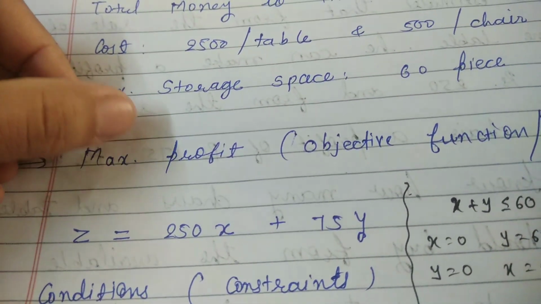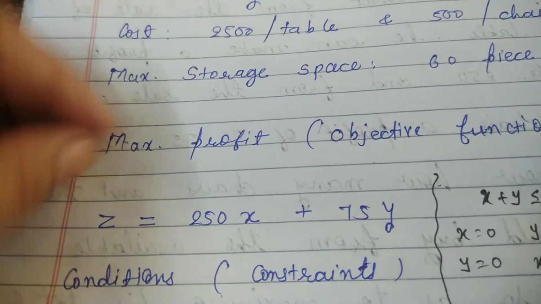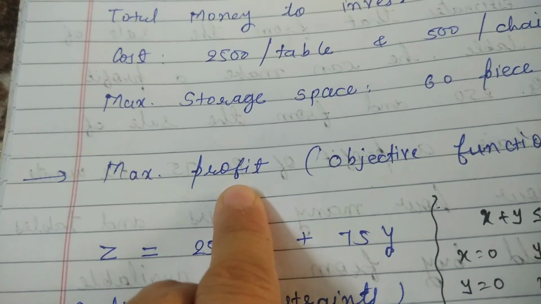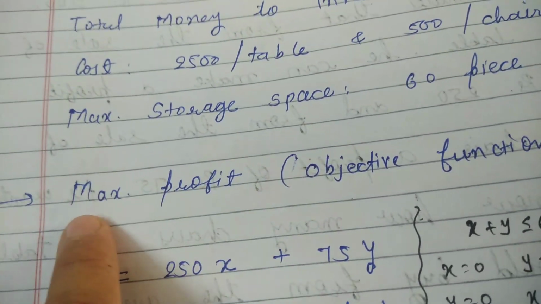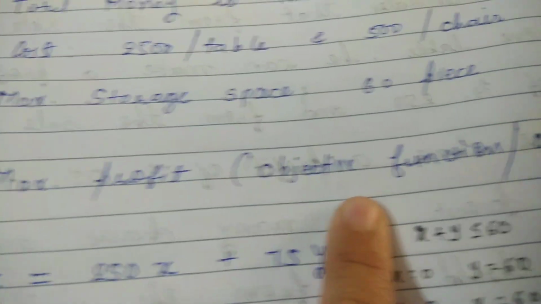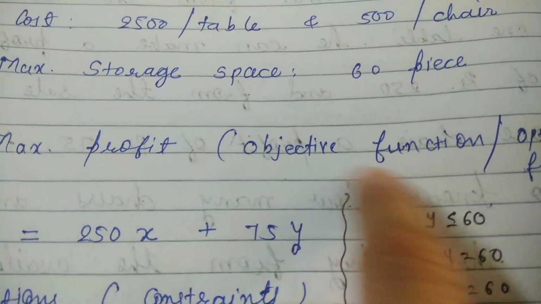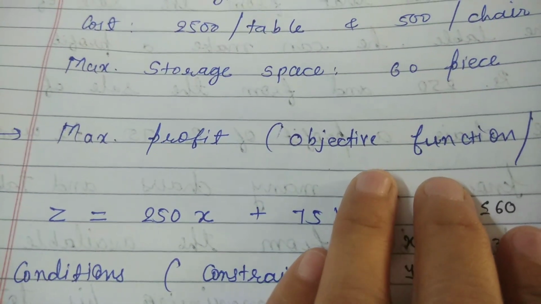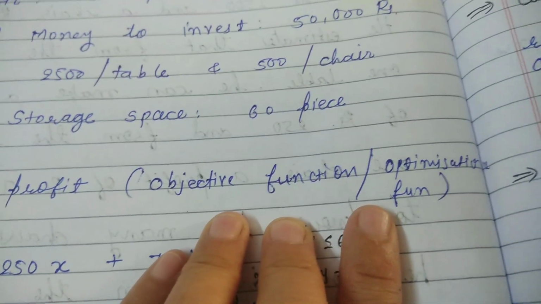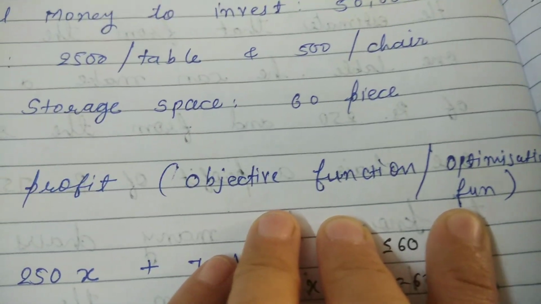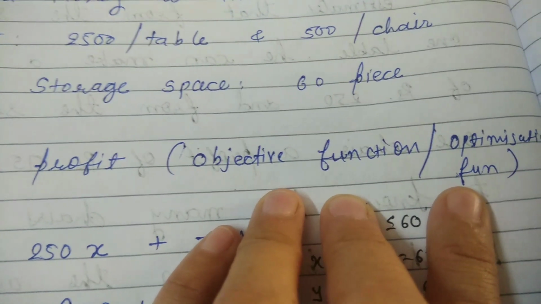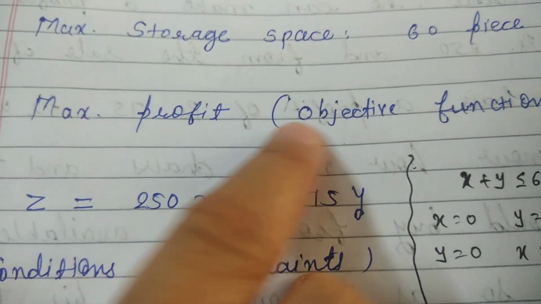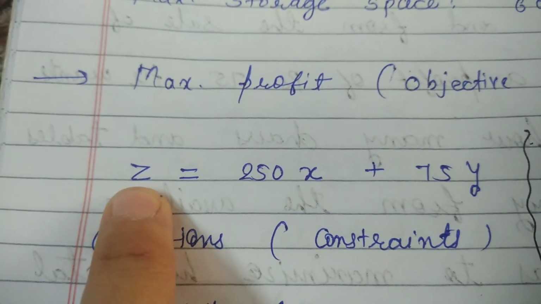Now here, the first thing is that the question asks how he can make the maximum profit. Whenever the question is about maximum profit, minimum cost, or minimum loss, then it is known as the objective function. So whatever equation we make for maximum profit, we will call it the objective function or the optimization function. Here we can use the words objective function or optimization problem. Whenever there is a maximum objective function, it will be denoted by Z.